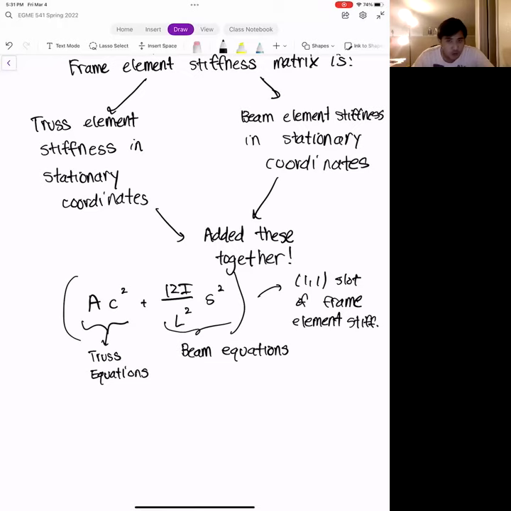And so if you look at all the terms in the element stiffness matrix of the frame, there's no terms where we have A multiplied by I or something like that, right? Because A is clearly from the truss, and I is clearly from the beams. And so there's no multiplication mixing, right? So the only mixing that occurs is purely through addition. And that addition is a result of these two element stiffness matrices being combined together.